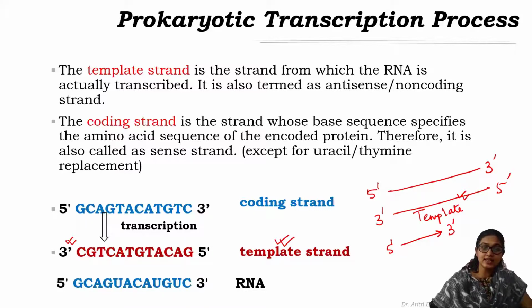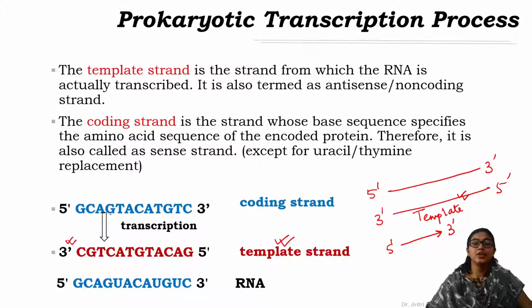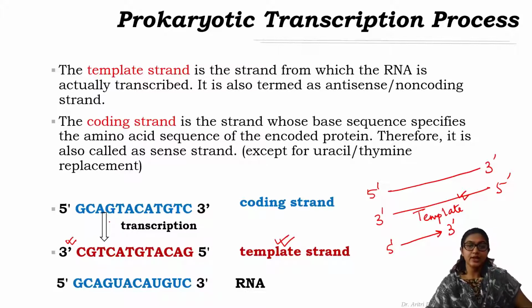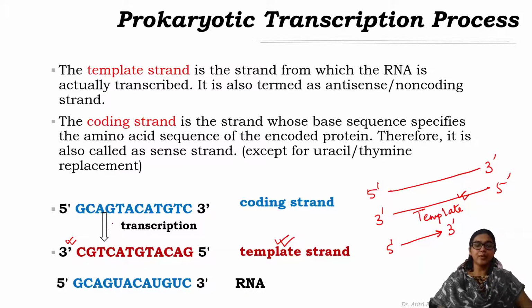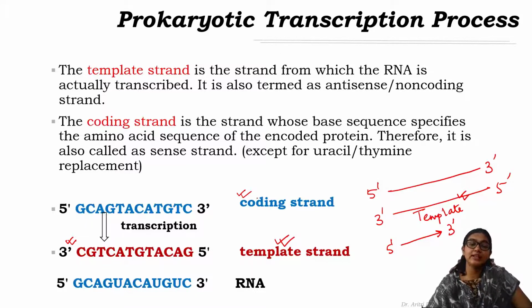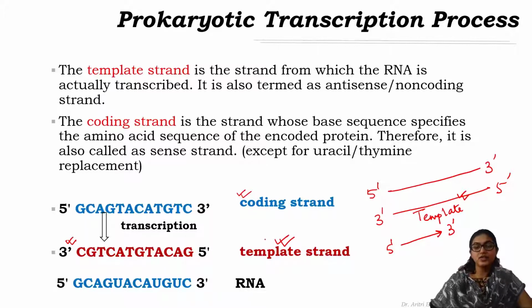Now if you look at the opposite 5' to 3' strand, you can see the code is just similar to the RNA, the only exception being uracil and thymine replacement. So instead of thymine in DNA, in case of RNA there is uracil. Apart from this difference, the RNA nucleotide sequence is just similar to the coding strand or the 5' to 3' strand. That's why it is called the coding strand, because the code of RNA and the code of the 5' to 3' strand in DNA are just similar. Whereas in case of the template strand, the nucleotide code is complementary.